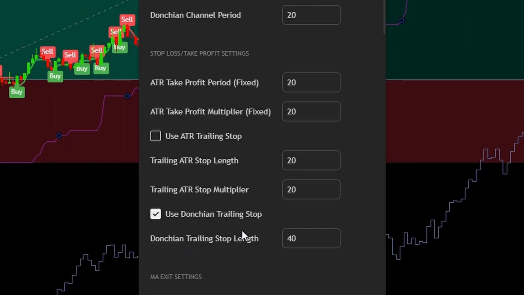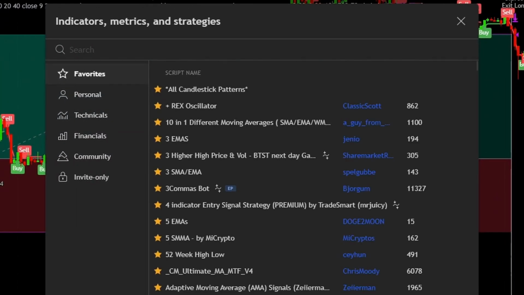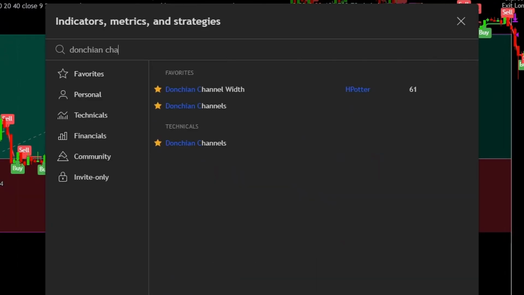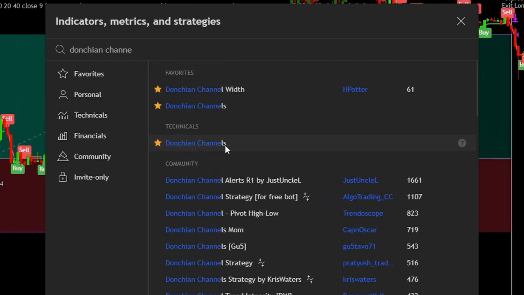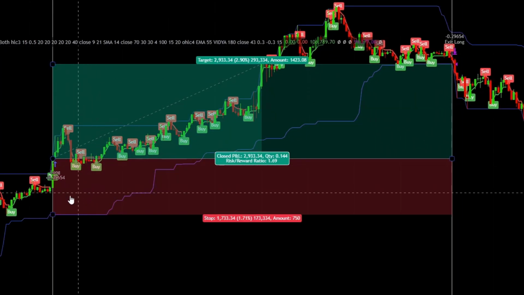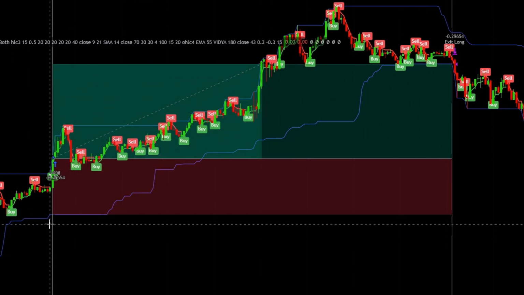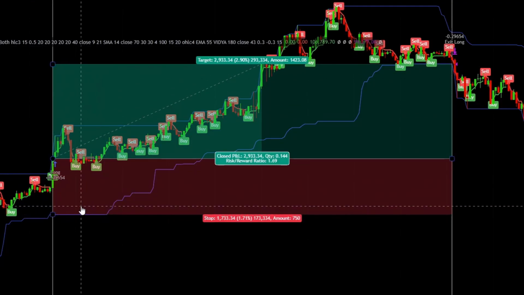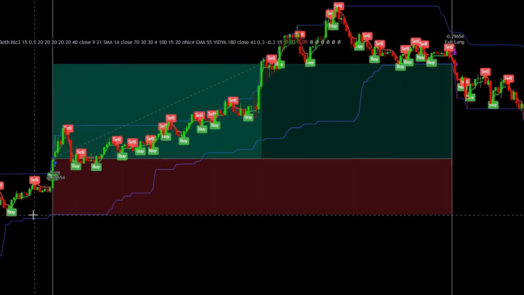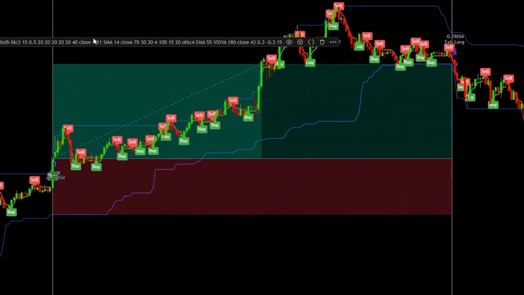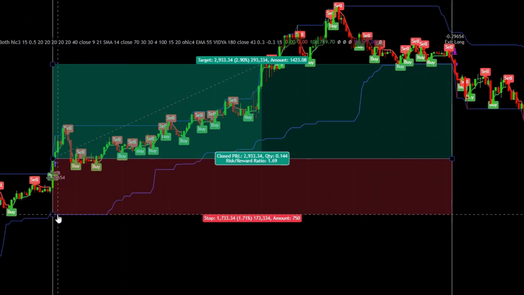But how does the Donchian trailing stop loss work? It's pretty simple too. For that you have to type in Donchian channels and add this one to your chart. Now it will look something like this. The Donchian channel is basically plotting the latest swing low and swing high levels. Now it is set at a 40 length, meaning that if you check back the last 40 candles, the lower band should be at the lowest point of the last 40 candles. I disabled the upper band because this is a long only strategy, but let's see.